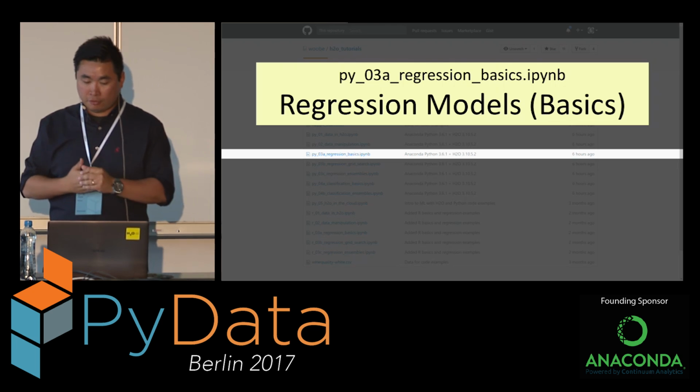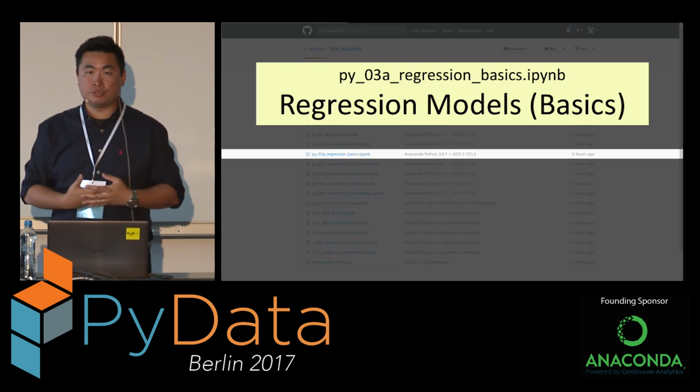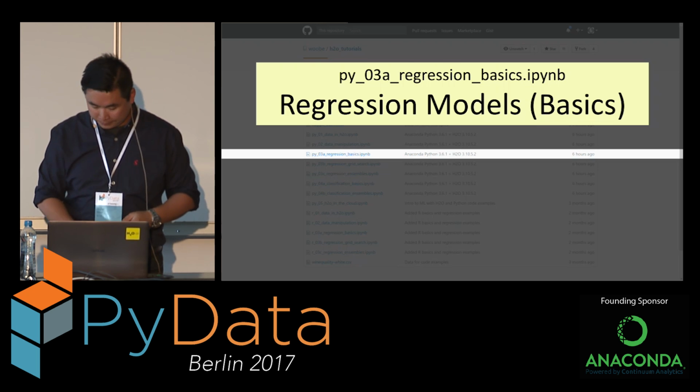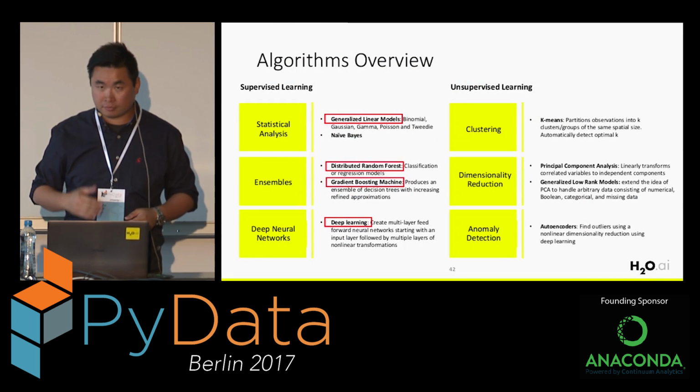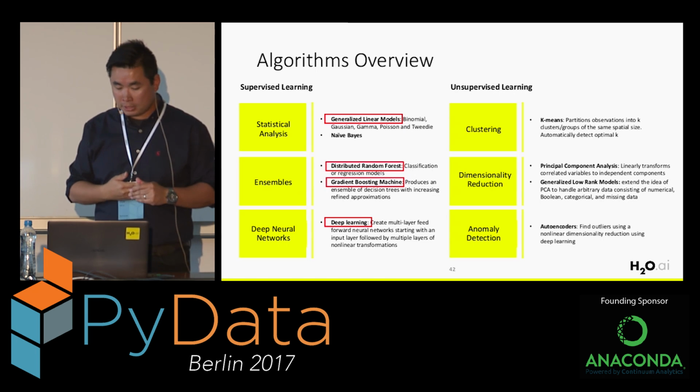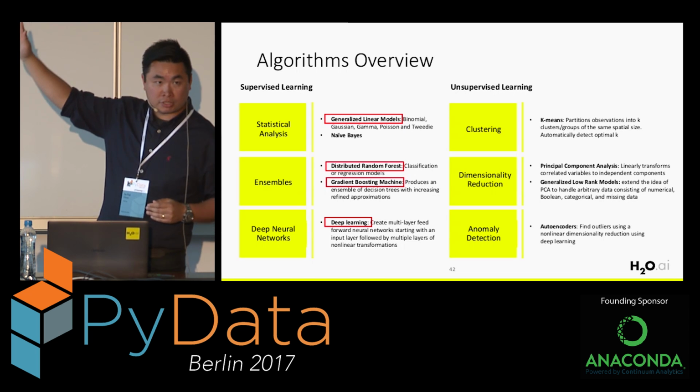So now we can move on to the next step. I want to show you how to use H2O in Python to train the regression model. This is some of the algorithms. These are some of the algorithms that we have in H2O. So now let's focus on the left-hand side.